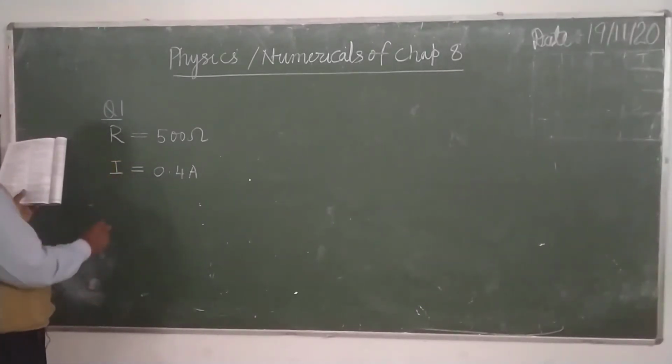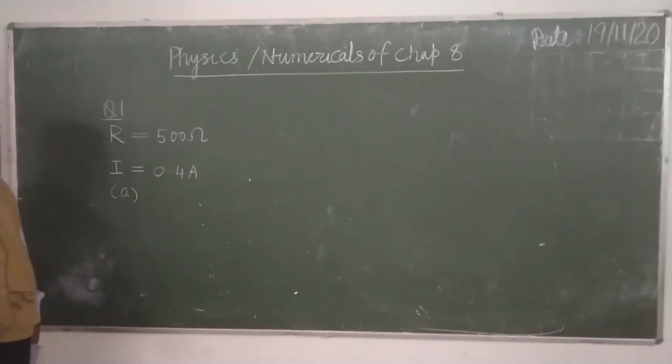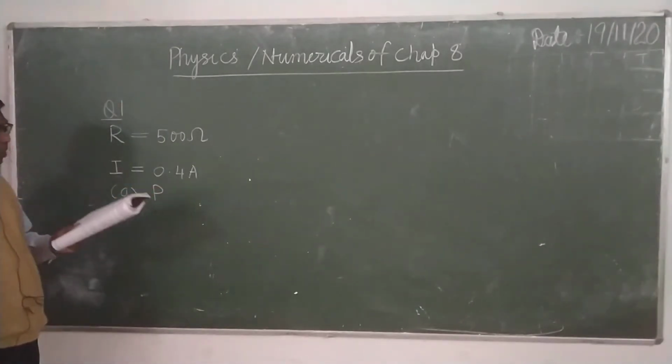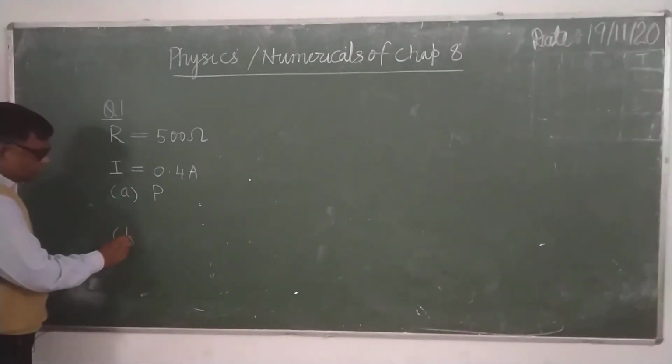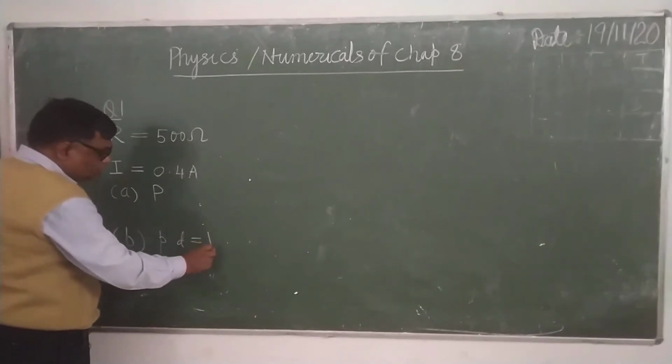You have to find the number A, power of the bulb. Power of the bulb means what you have to determine? P you have to determine. And number 2 you have to determine potential difference. What is the formula of potential difference? Potential difference equals to V.